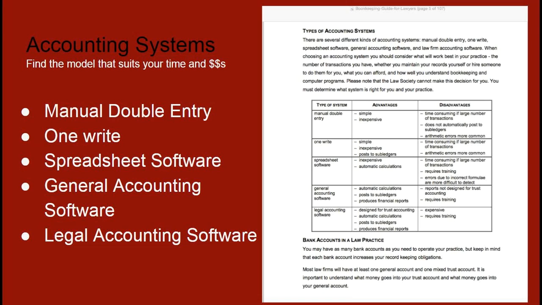where people used to write in notebooks, and then it evolved into a one-write system, which is slightly simpler but time-consuming, especially if you're a legal firm dealing with a lot of transactions in a month or a week. Moving on to the first level of automation, which was using spreadsheet software, which was certainly inexpensive, came through a package, and provided certain automatic calculations to reduce human error.